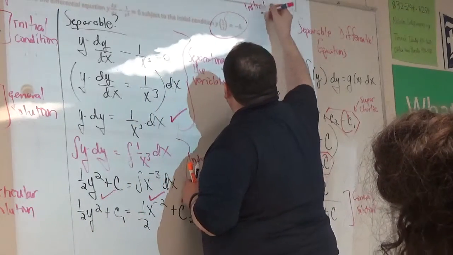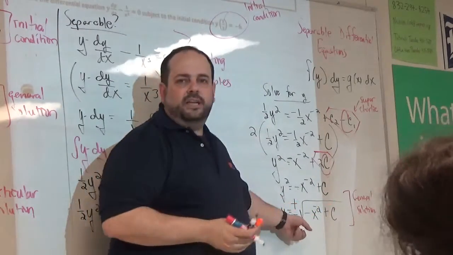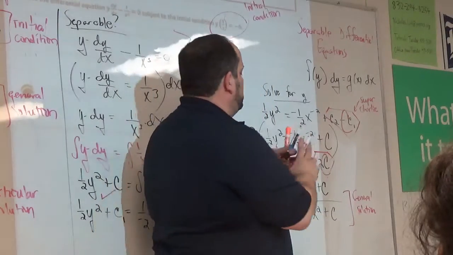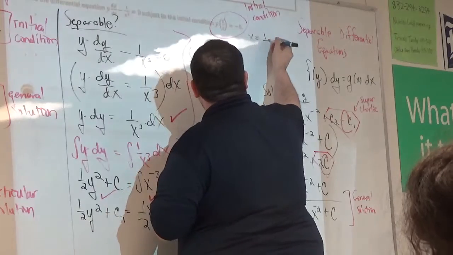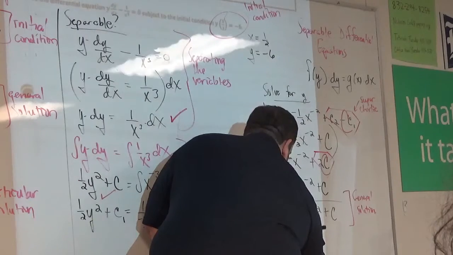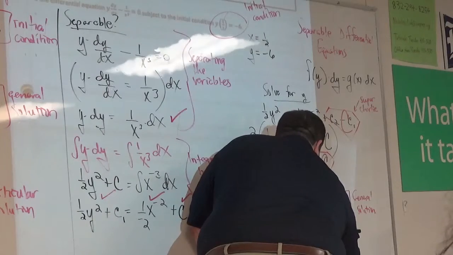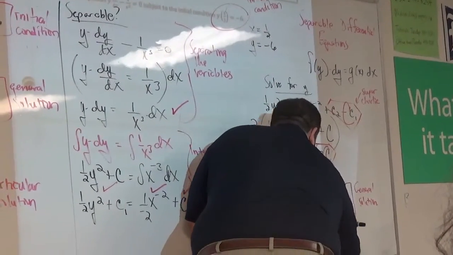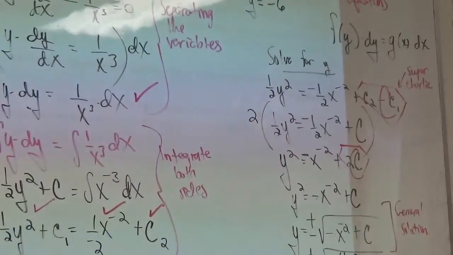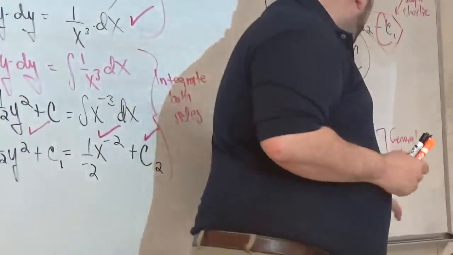What the initial condition allows you to do is plug in the initial condition to figure out what actually is the right value for C. So the initial condition says if x is equal to 1/2, then y is equal to -6. So plug it in. -6 is going to be plus or minus the square root of negative 1/2 to the negative 2 plus C. So I need to figure out C.